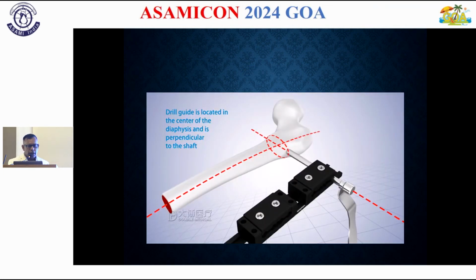So just a few slides on pictures of some basic steps. The drill guide should be located in the center of the diaphysis, and it should be perpendicular to the shaft. And mind you, when we do this, we should be doing it over templates. We should not be trying to directly apply the pins under the final clamps.